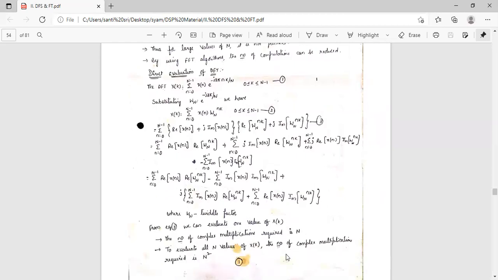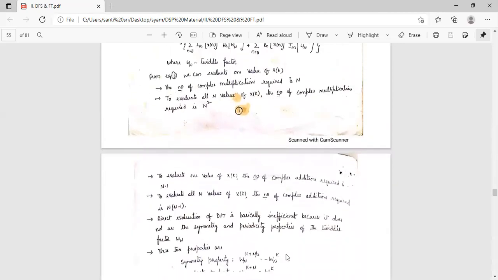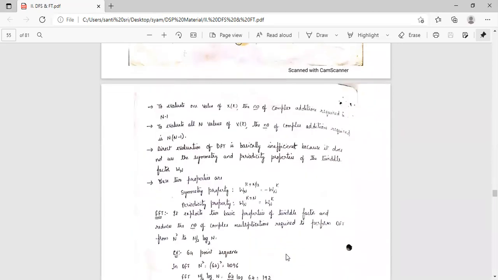The number of complex multiplications required to evaluate one value of X(k) is N. So to evaluate all N values of X(k), the number of complex multiplications required is N square. To evaluate one value of X(k), the number of complex additions required is N minus 1. To evaluate all N values of X(k), the number of complex additions required is N into N minus 1.